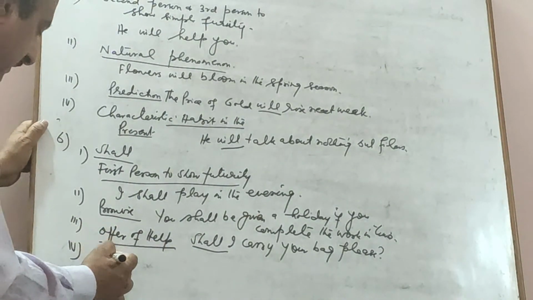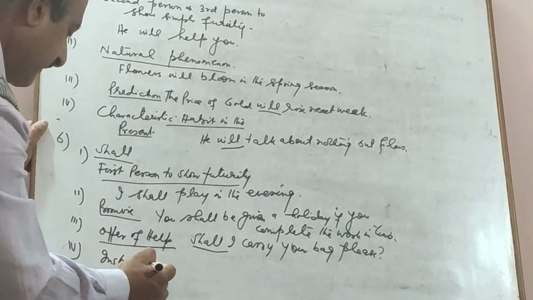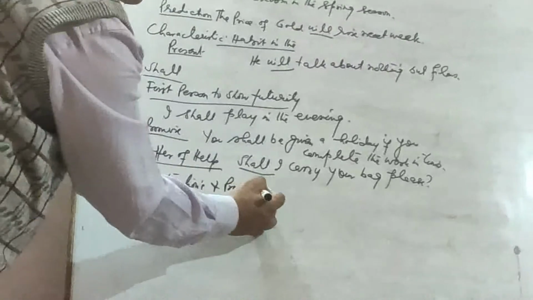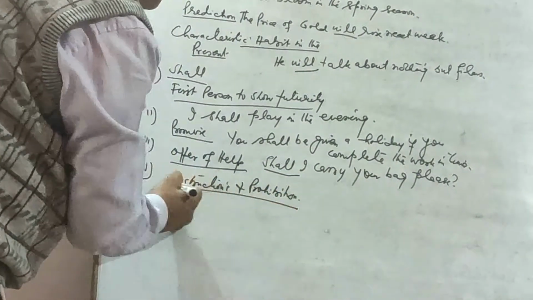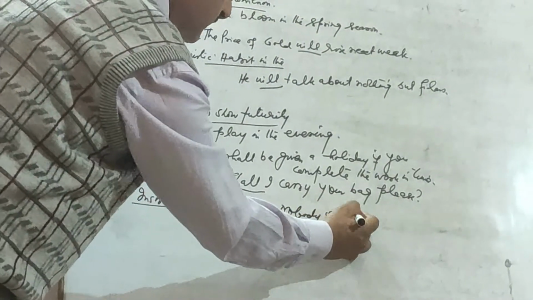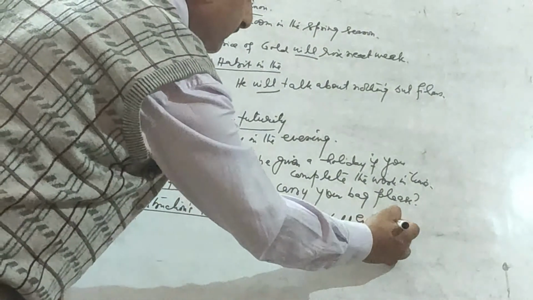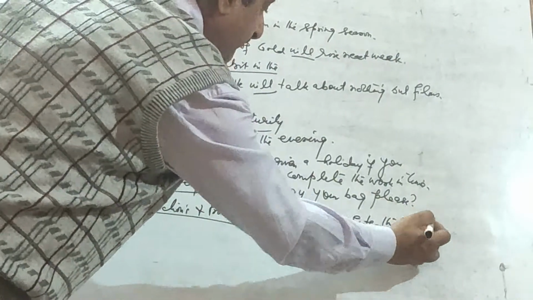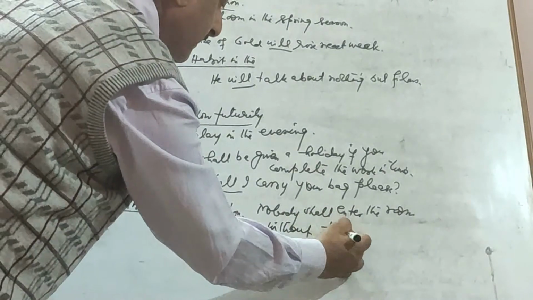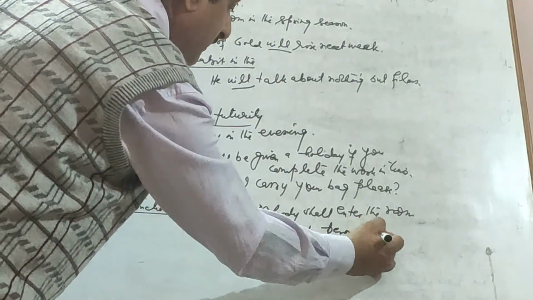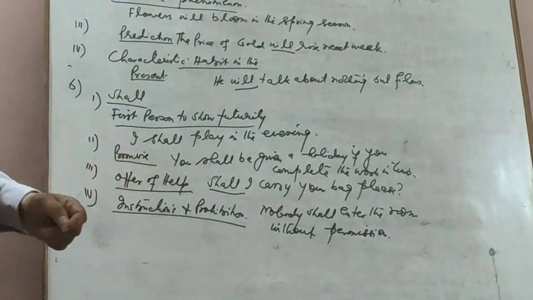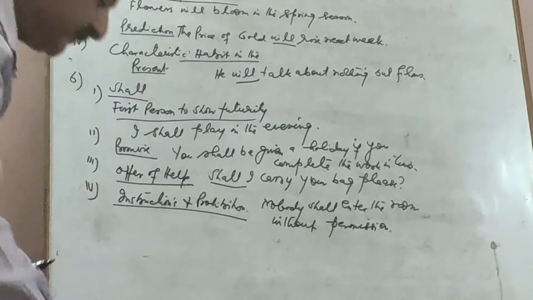Then its next use is it shows instructions and prohibition. Nobody shall enter the room without permission. Nobody shall enter the room without permission. So this is instruction and prohibition denoted by shall.